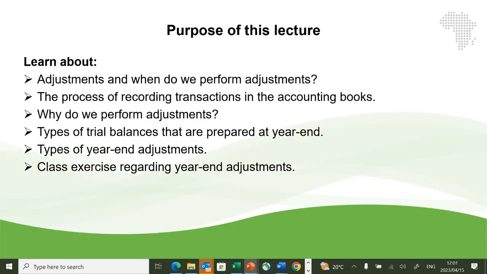Okay, perfect. So the purpose of this lecture is to learn about adjustments and to understand when we perform adjustments. I'll also show you the process of recording transactions in the accounting books, because most of the time students get confused when we do adjustments about which transactions have already been recorded and which transactions are still outstanding.